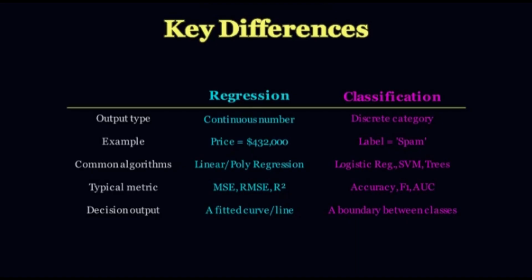And because the outputs are different, we measure success differently too. Regression is evaluated with metrics like mean squared error or R squared. Classification is evaluated with accuracy, F1 score, or AUC.